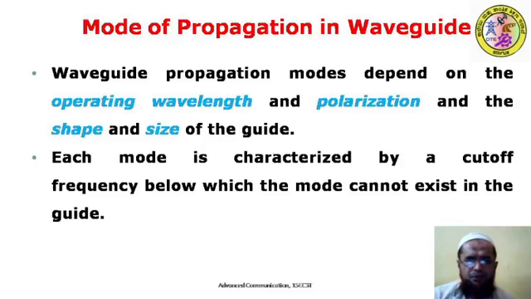In polarization we have horizontal polarization and vertical polarization. In horizontal polarization, the antennas are fixed like that, and the EM waves are transmitted from the antenna horizontally. That means the electric field is parallel to the earth's surface. In vertical polarization, the electric field strength, the E factor, is perpendicular to the surface of the earth. If it is perpendicular to the surface of the earth, we call it vertically polarized.